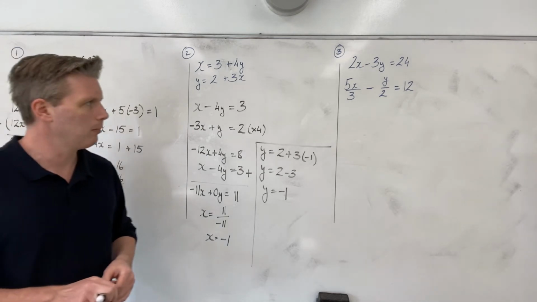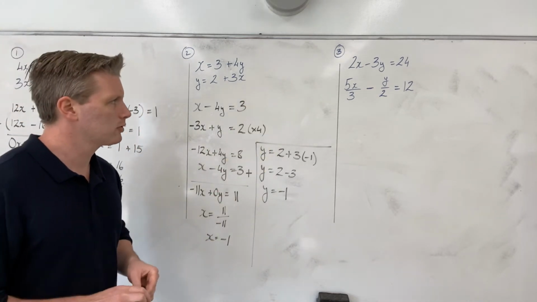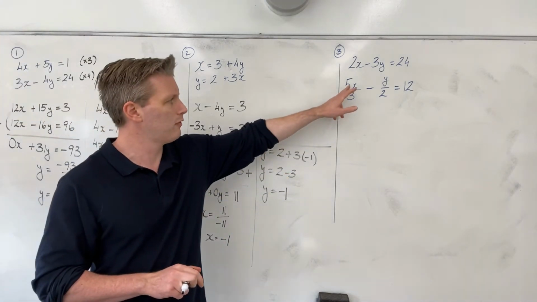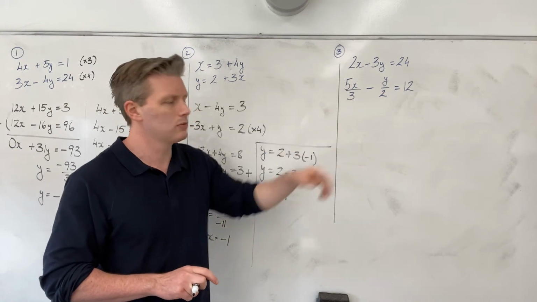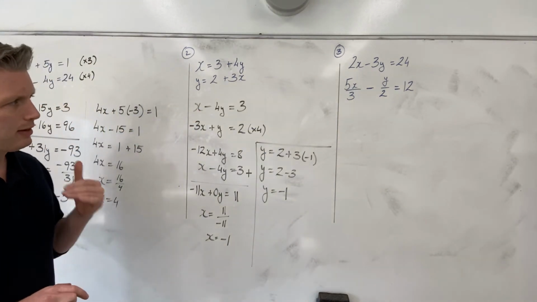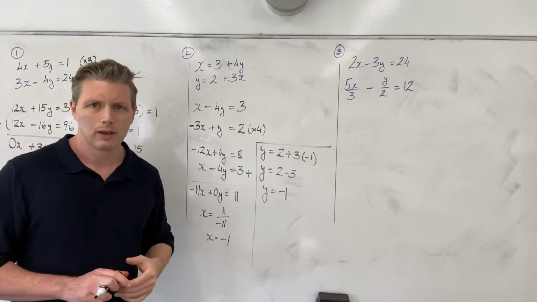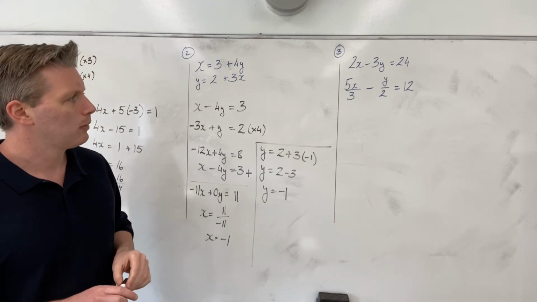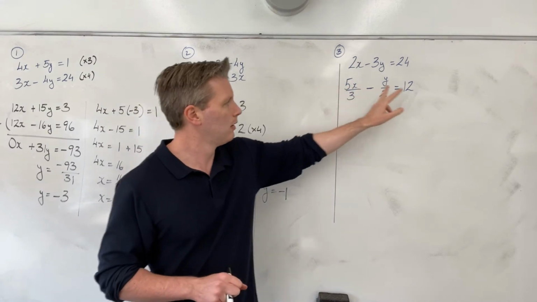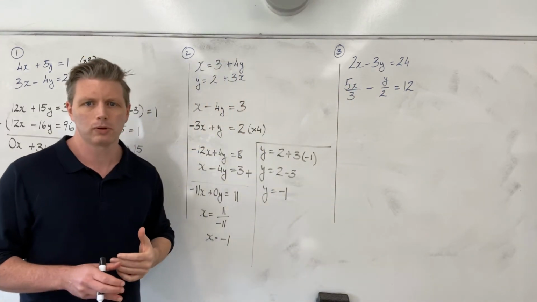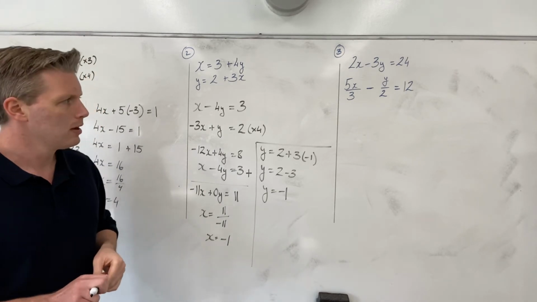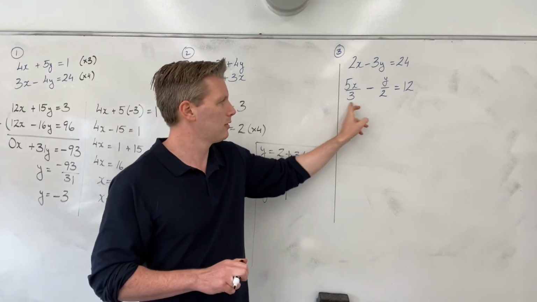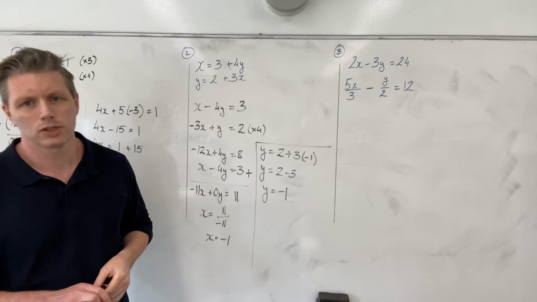All right, last problem is here. My first equation is 2x minus 3y is equal to 24. My second equation is a fraction, 5x over 3 minus y over 2 is equal to 12. The easiest way to proceed with these sorts of problems is to get rid of your fraction. That's my opinion. And so what I will do is multiply my second equation across by some multiple that will get rid of those fractions for me. The easiest thing to do is to multiply by a common denominator of these two denominators here, 3 and 2. So a common denominator of 3 and 2 is 6.